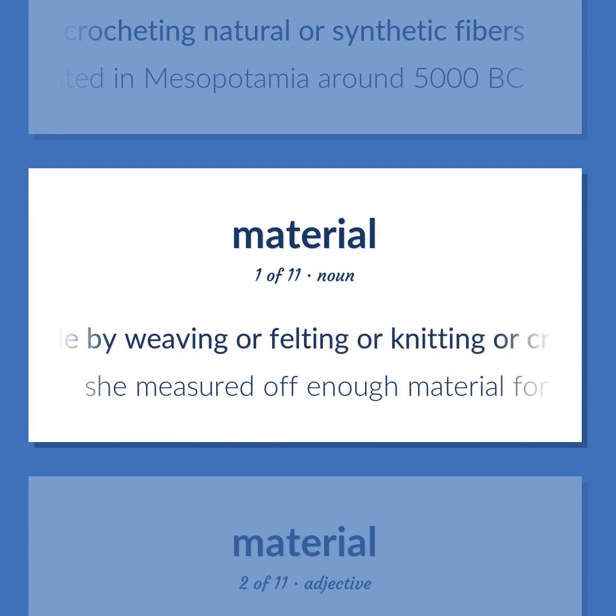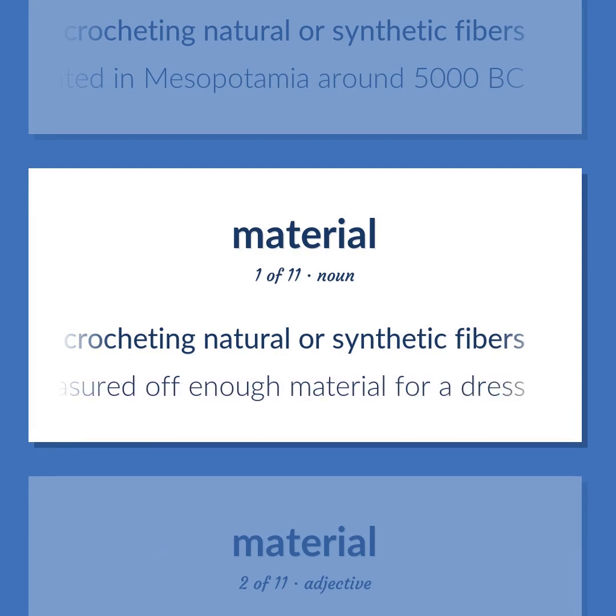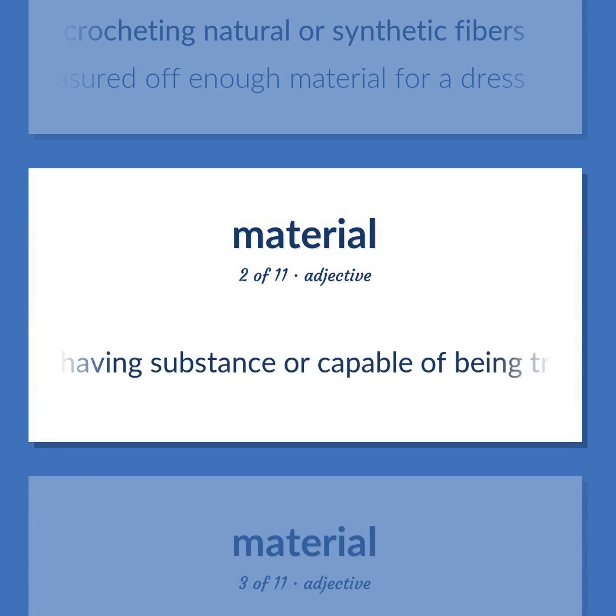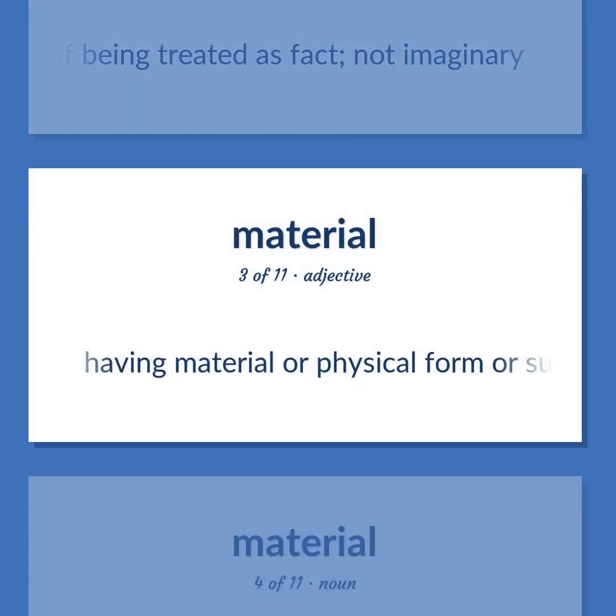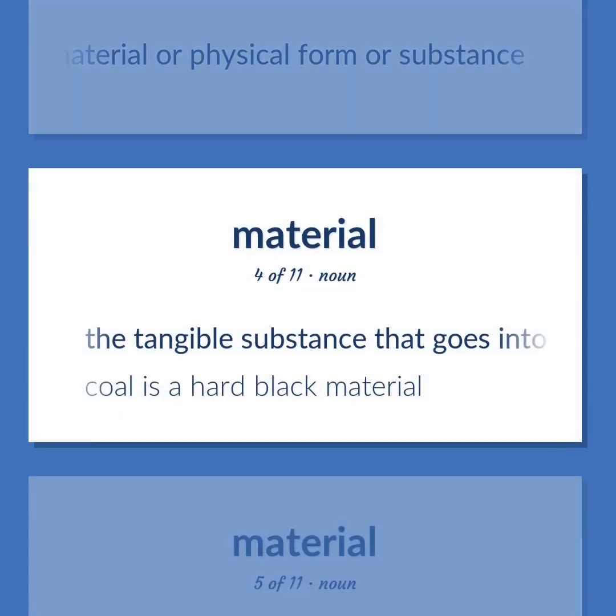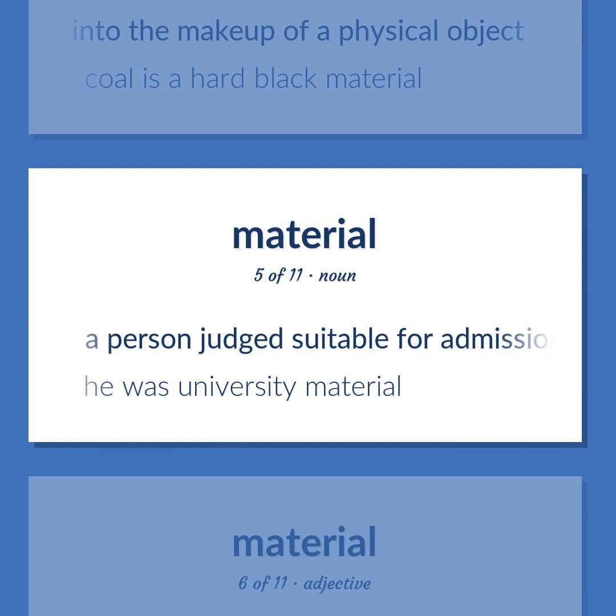Artifact made by weaving or felting or knitting or crocheting natural or synthetic fibers. She measured off enough material for a dress. Having substance or capable of being treated as fact, not imaginary. Having material or physical form or substance. The tangible substance that goes into the makeup of a physical object. Coal is a hard black material. A person judged suitable for admission or employment. He was university material.